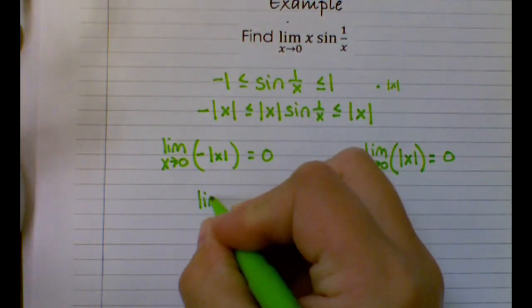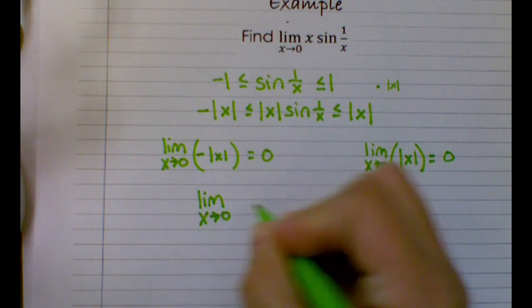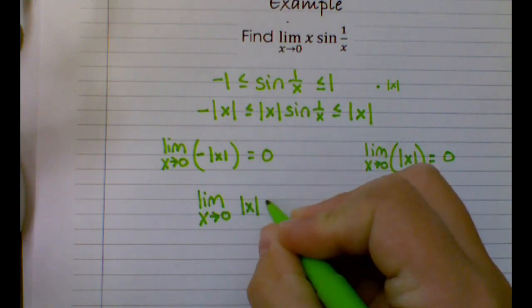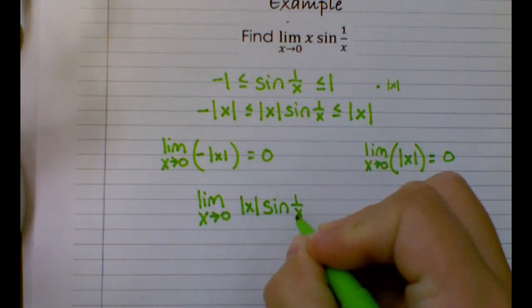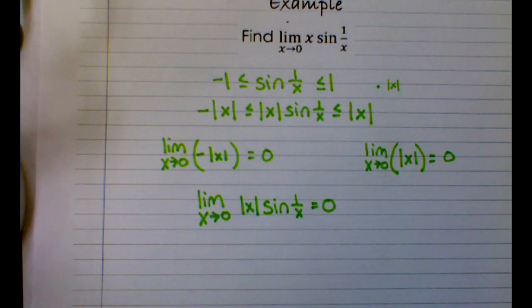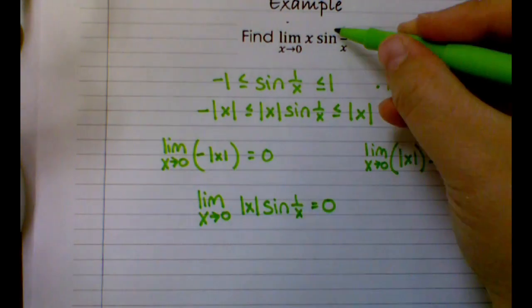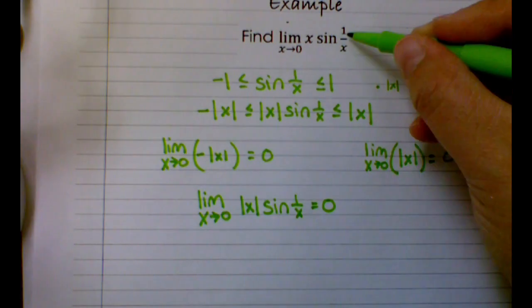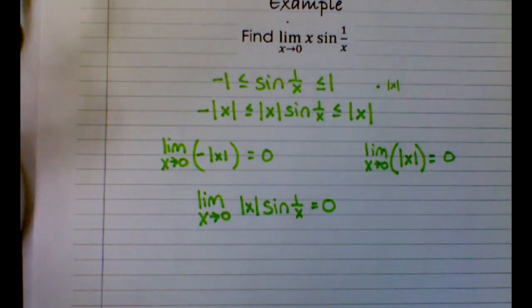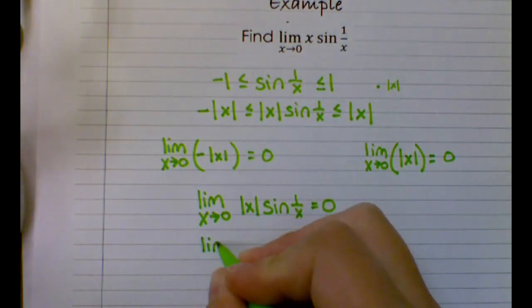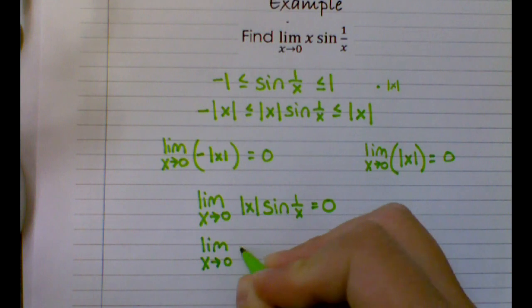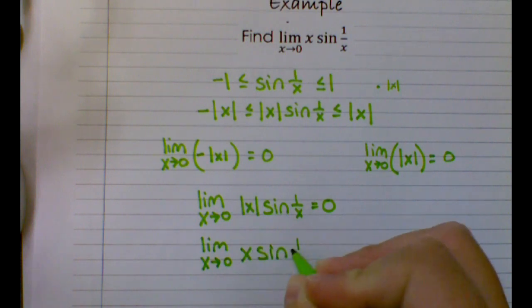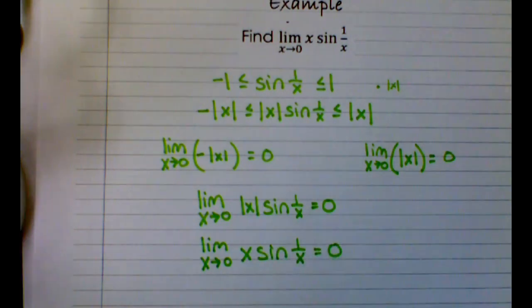So that means the limit as x approaches 0 of the absolute value of x times sine of 1 over x equals 0. The only difference here is that it could be positive or negative between our absolute value and our original function. Well, positive or negative 0 is still just 0. So that means our original function's limit is also 0.